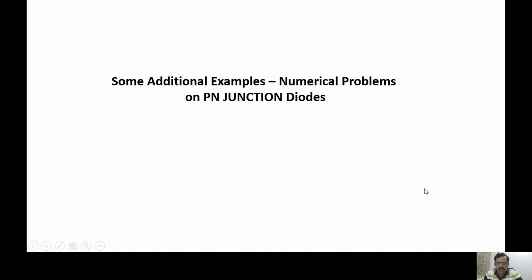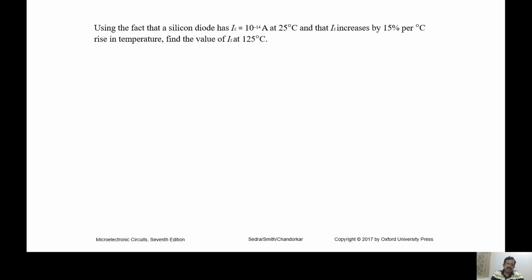So good evening. I'm going to just do a couple more examples to reinforce the concepts on PN junction diodes. That is the idea for today's class, and let us take them one by one. The first problem: using the fact that a silicon diode has saturation current of 10 power minus 14 ampere at 25 degrees centigrade, and that the saturation current increases by 15% per degree centigrade rise in temperature, find the value of IS at 125 degrees.